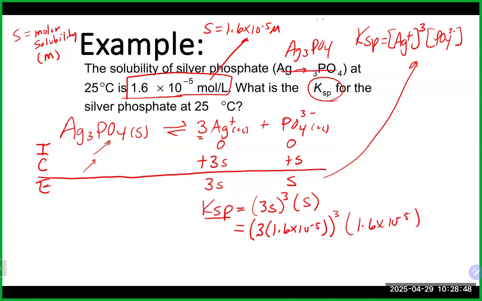So again, this is the benefit maybe of the ice table, even though you might not have to do that here, is you can still hopefully visually see you do need to multiply it by 3, and you do need to still cube it. So again, it's very common people will do one without the other. That's going to get us a KSP of 1.8 times 10 to the minus 18. Again, it's a K value, so no units or anything, just a number. Any questions on that one there?